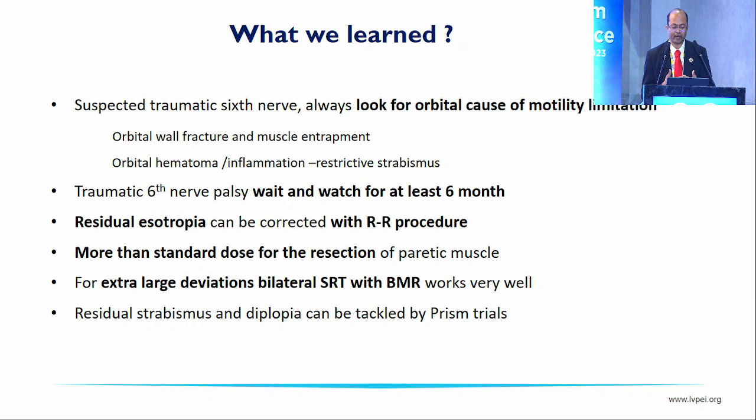Traumatic sixth nerve, wait and watch for at least 6 months. Residual ET can be corrected with R&R, more than standard dose for resections. Extra large deviation, bilateral SRT with MR is always a good option.